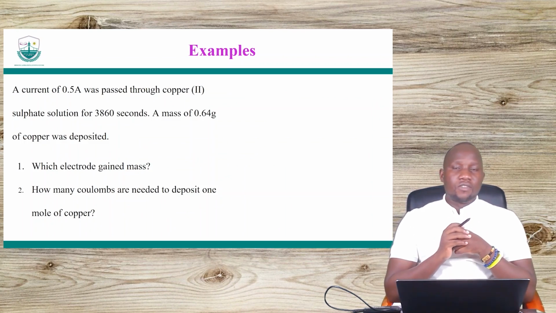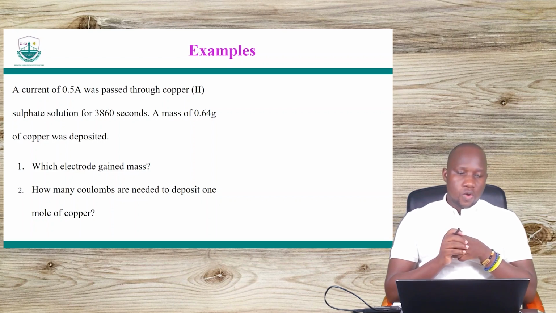A current of 0.5 amperes was passed through copper(II) sulfate solution for 3,860 seconds, and a mass of 0.64 grams of copper was deposited. Which electrode gained the mass?